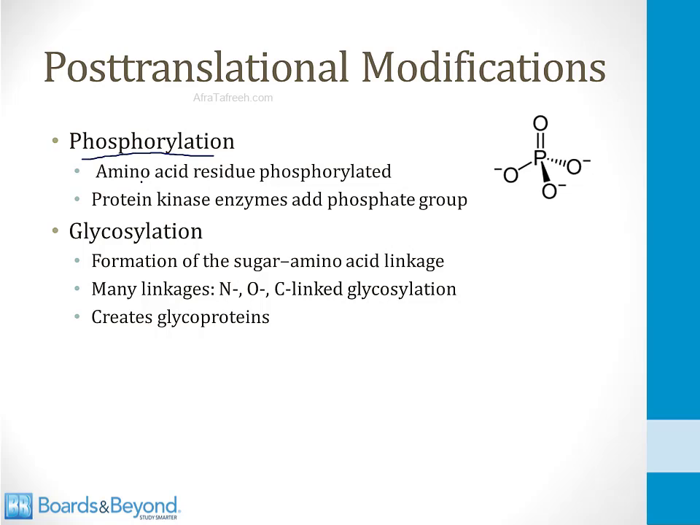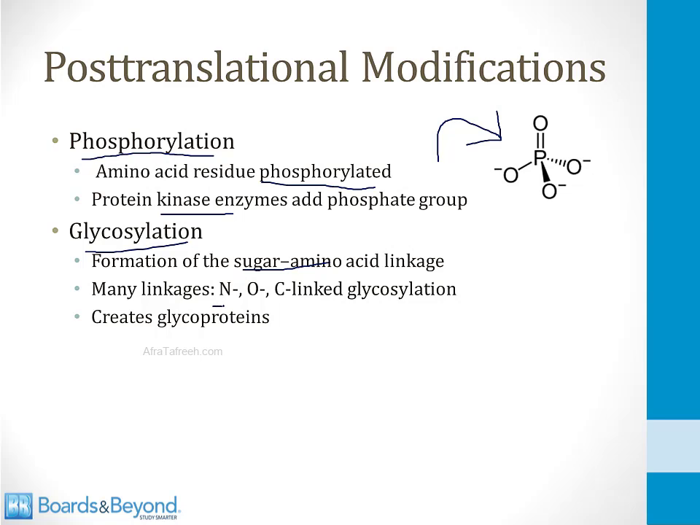Phosphorylation is when an amino acid residue in a protein is phosphorylated, meaning a phosphate group is added. The enzymes that do this are often called kinase enzymes. They add phosphate groups to other structures. Glycosylation is the formation of sugar amino acid linkages. There are many types of linkages.